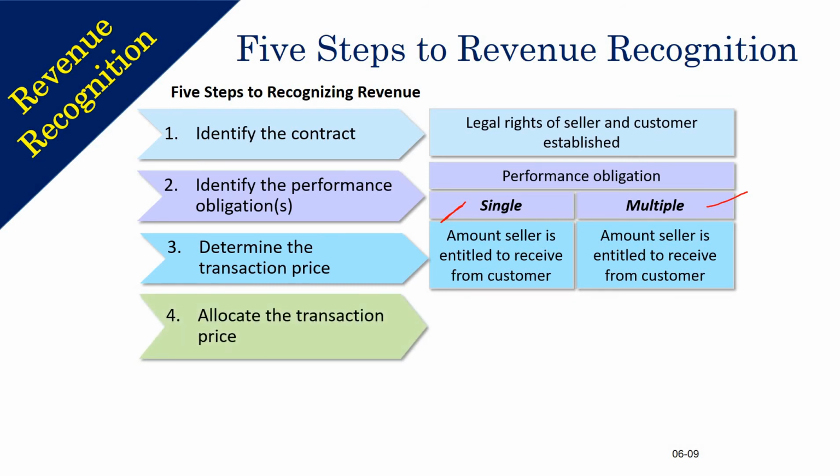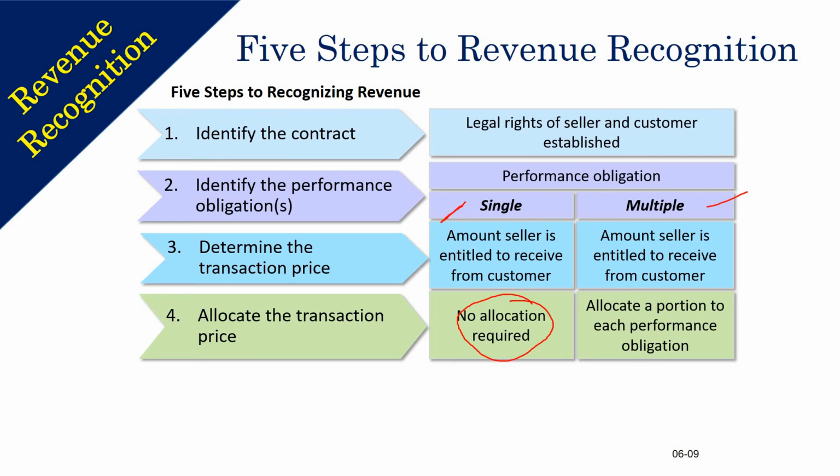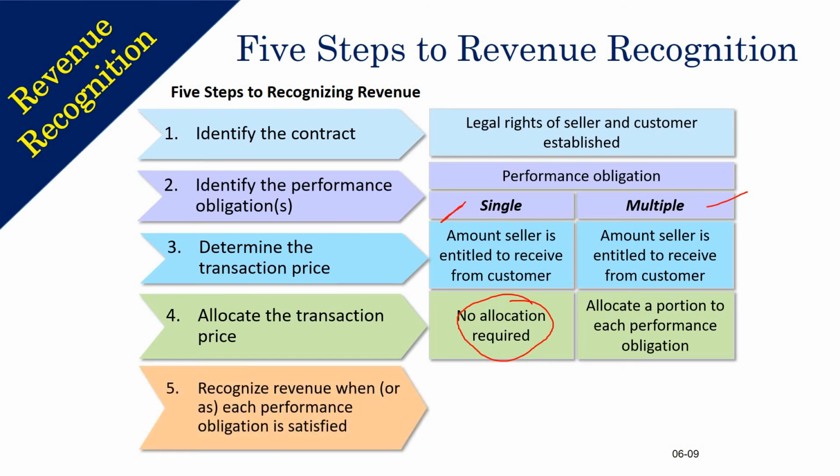And step 4, allocate the transaction price. You will be allocating the transaction price if you have multiple obligations, okay. In case of a single obligation, you don't need to allocate because you have only one performance obligation. In case of multiple obligations, you will allocate the transaction price based on the ratio of the price, and recognize revenue when each performance obligation is satisfied.